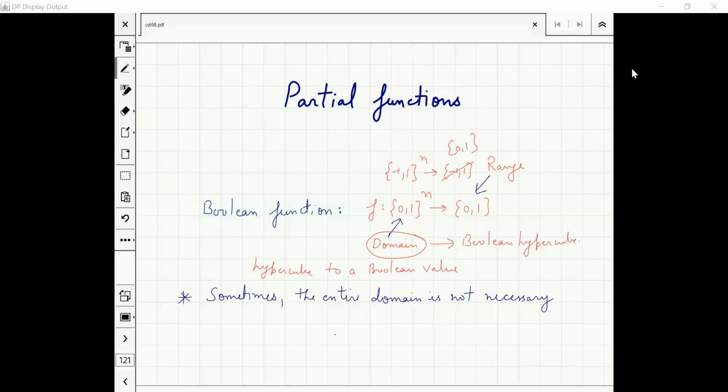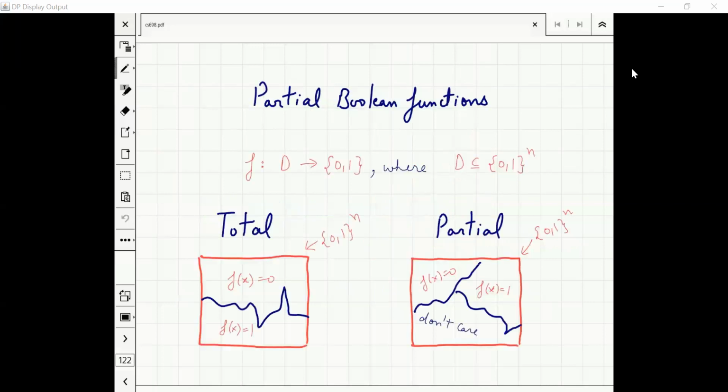In many cases, and this should not seem surprising to you, we don't need to specify the function on the entire domain. This takes us to the definition of partial Boolean function. Notice that the function is not specified on the entire Boolean hypercube. It is only specified on a subset of 0, 1 to the power n. What does this mean? I think the picture explains it quite clearly.